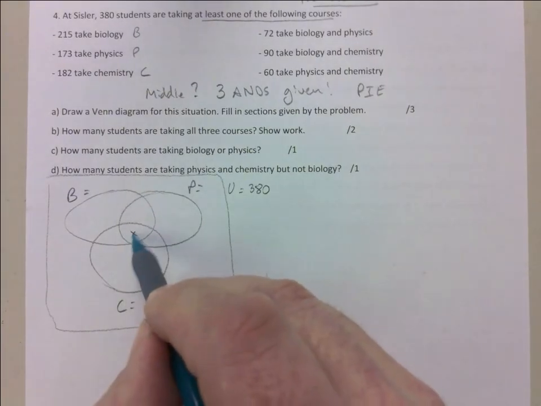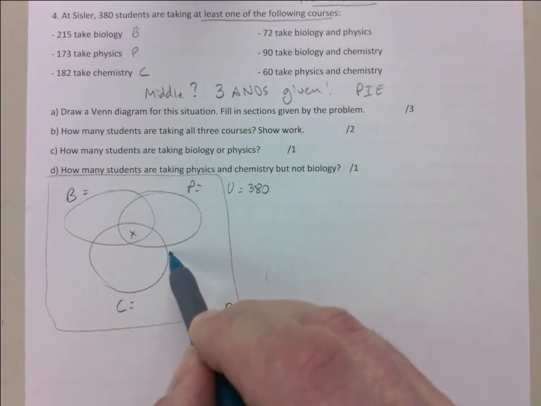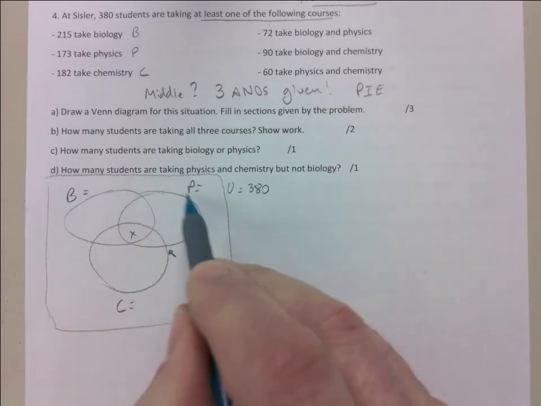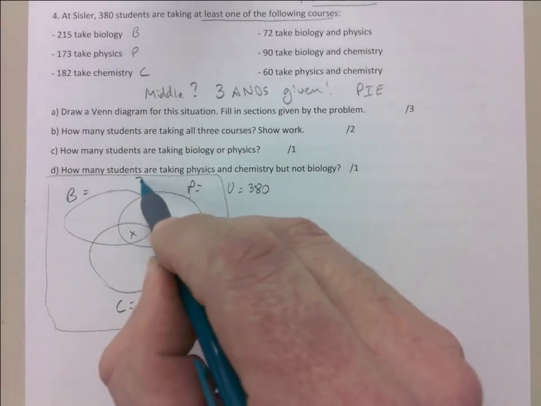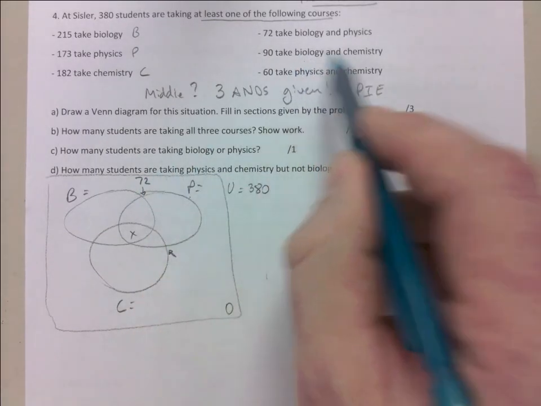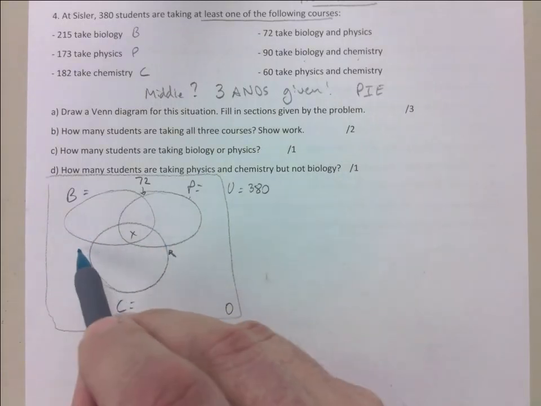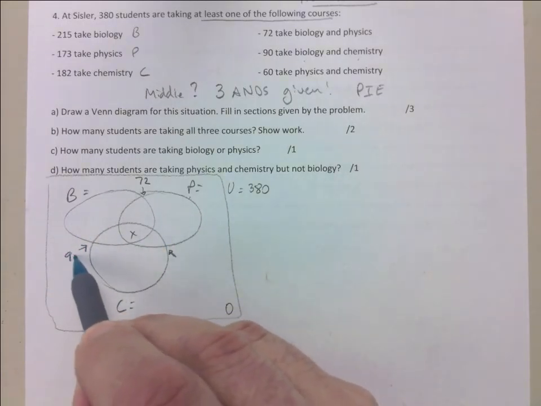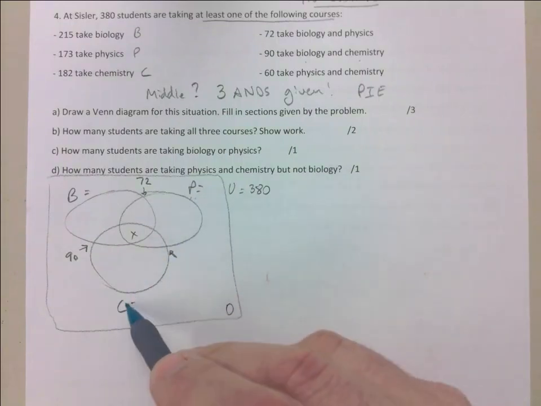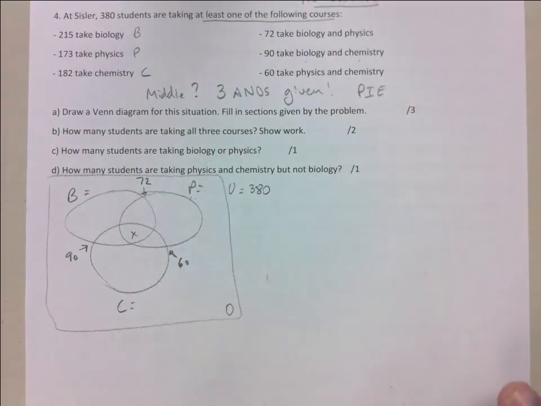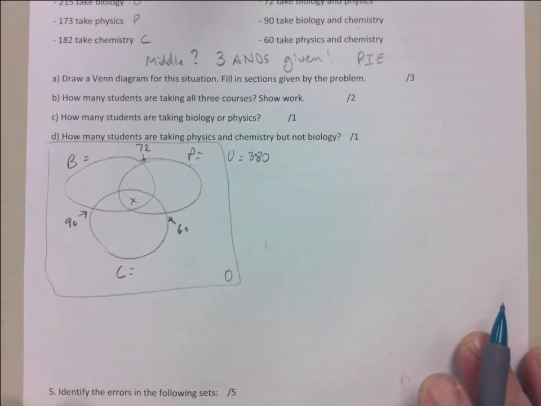I don't know my middle. I do know the intersection, so between bio and physics is 72. Between bio and chemistry we've got 90. And then physics and chemistry is 60. So all 3 intersections are given.